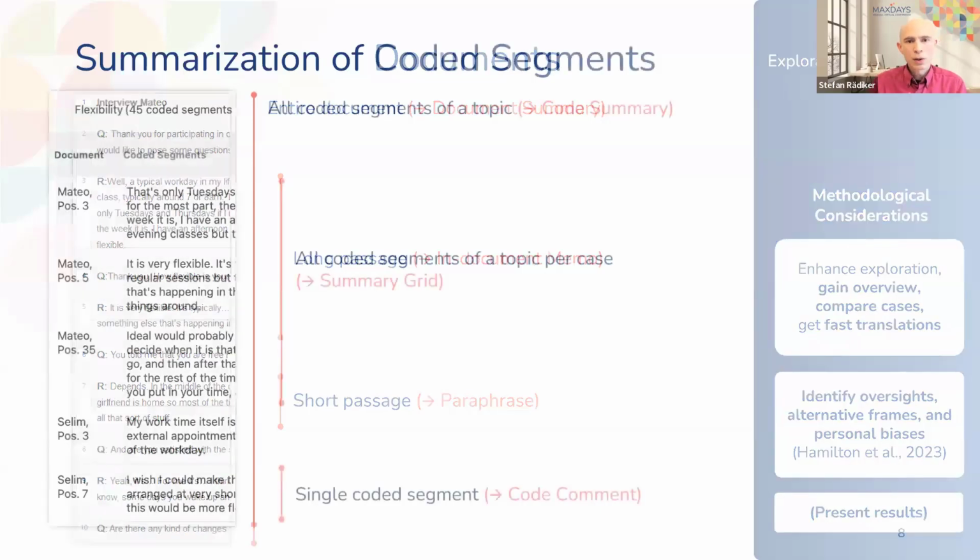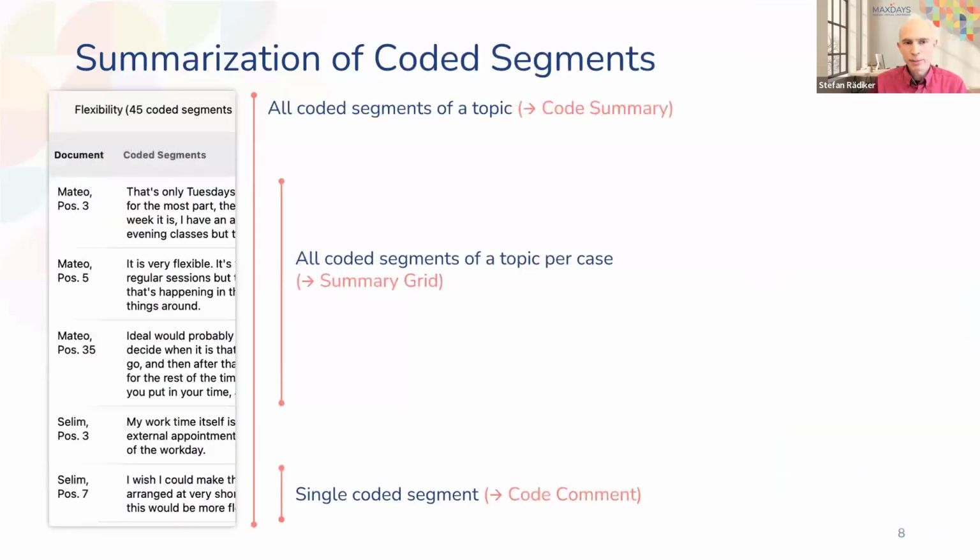We can also use automatic summarization after we have coded data, and we can use it for all the segments that have been coded with a code, for example, here with the flexibility code where we have 45 coded segments. If we summarize it all, it's kind of a topic summary, and it is saved within the code memo section that is called code summary.